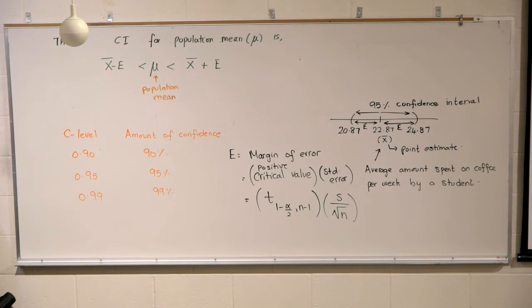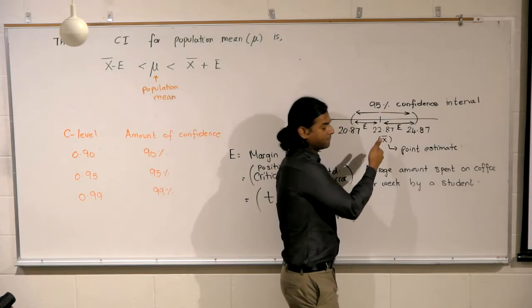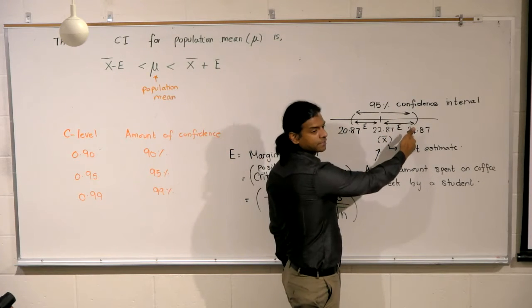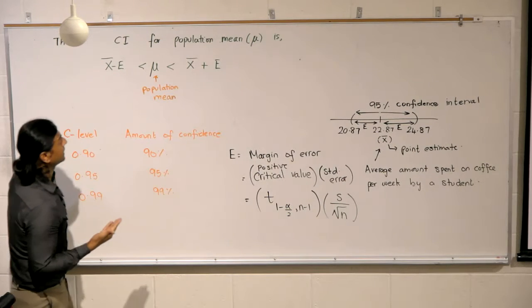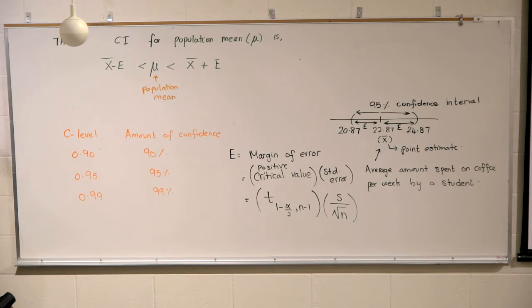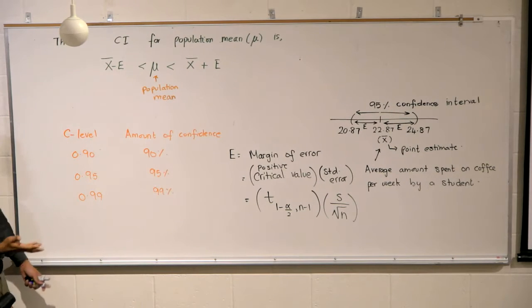Just by looking at it, can you tell me what E is in my example? 2. Very good. So if I add 2 to 22.87, I get 24.87. Subtract 2, I get 20.87. So our goal is to find the margin of error. The sample is going to give us the sample mean.